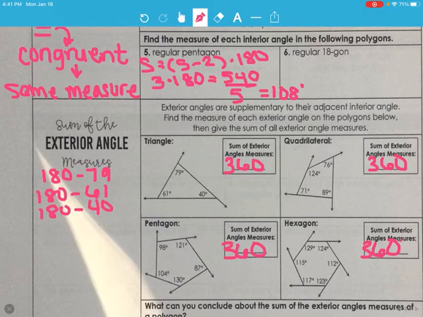So 180 minus 79 is 101. 180 minus 61 is 119. Why am I writing a 7? And lastly, 180 minus 40 is 140. So I will fill those into the picture. And if I add all those up, I would get 360 degrees.